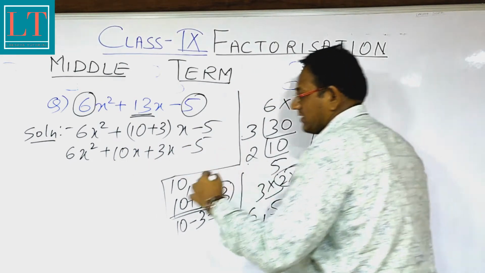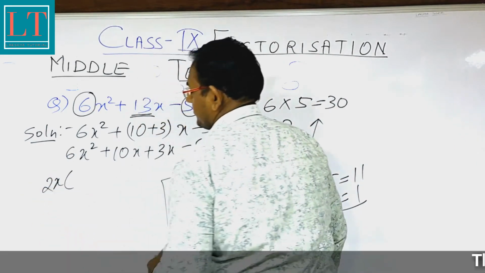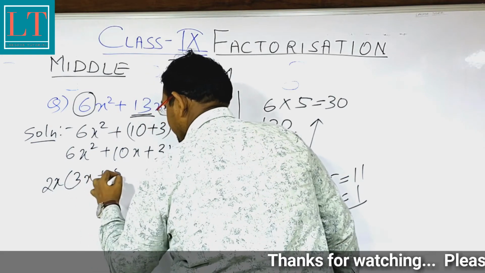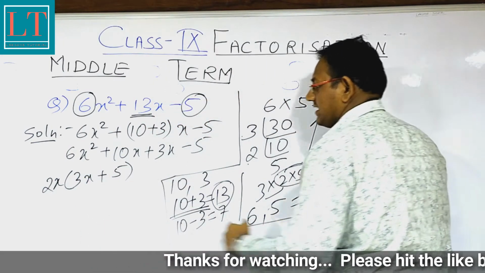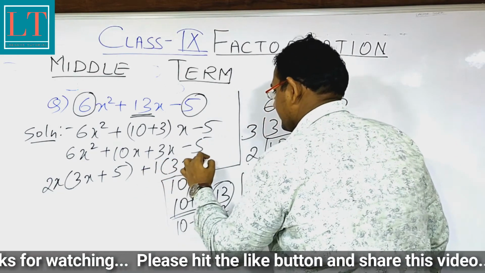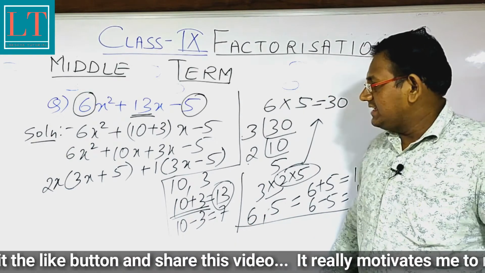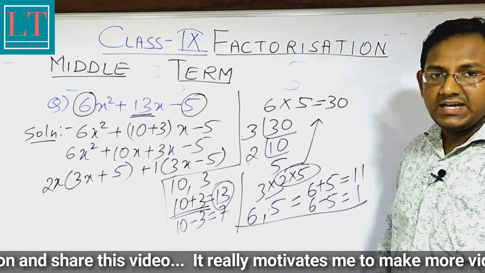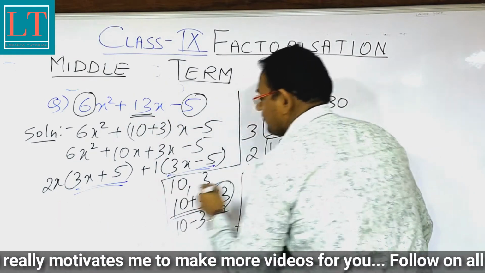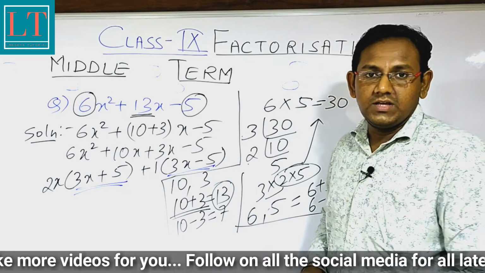Now in this particular case we take 2x common from the first two terms. So we will be getting 3x plus 5 over here. The next thing is that if we take 1 common, we will be getting 3x minus 5 over here. Now as you can see easily, this 3x plus 5 and 3x minus 5, this one and this one, both are not the same because the signs are different over here.